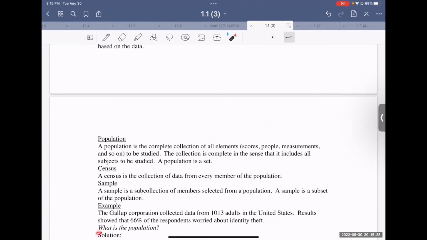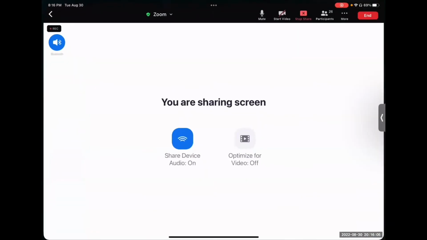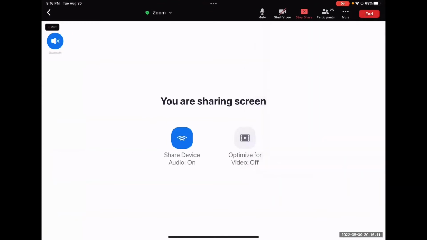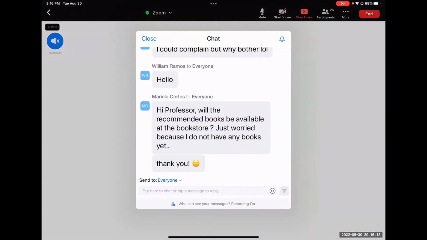So the question is, what is the population? I guess I'll ask you, what is the population? We have that they collected data on 1,013 adults in the United States, showing that 66% of the respondents worried about identity theft. So what is the population? Is it adults? Adults, yes, adults in the United States. So the population is adults in the United States.